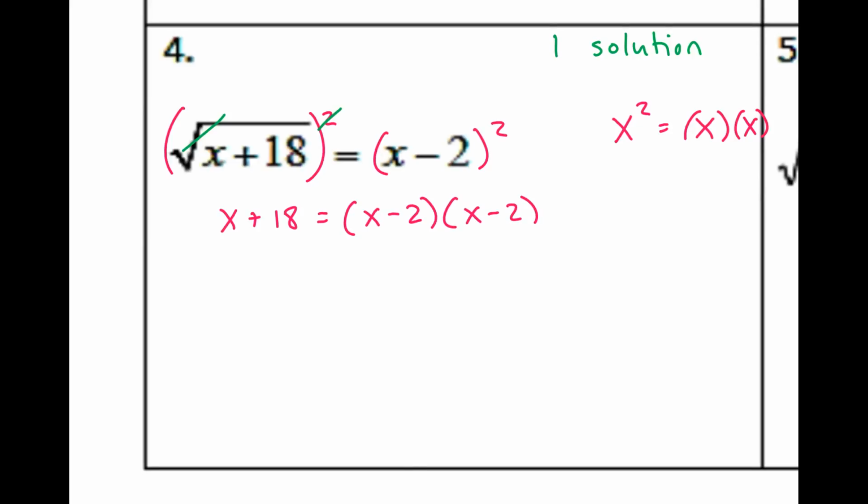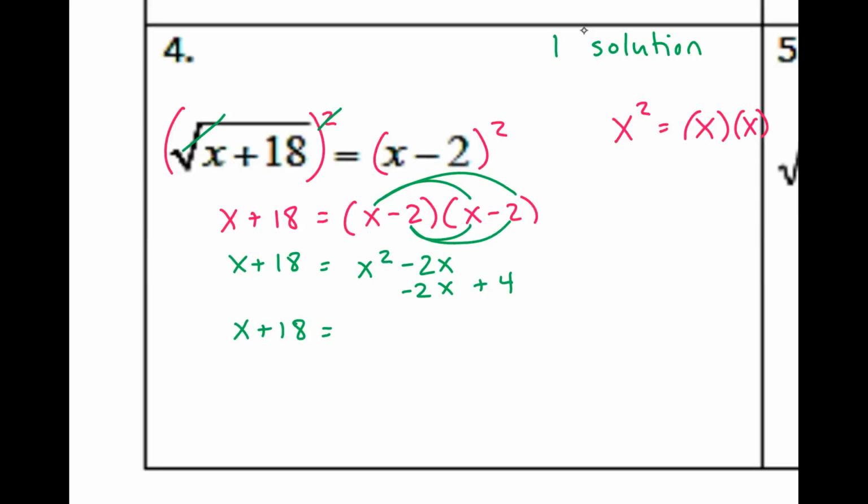Do you think that these two are going to multiply to just give me x squared minus or plus 4? What do I have to do to multiply these? The box method you could do, or what else could you do? FOIL. The distribution method. What is x times x? Squared. What is x times negative 2? Negative 2x. What is negative 2 times x? Negative 2x. And what is negative 2 times negative 2? Positive 4. So I combine my like terms, and I get x squared minus 4x plus 4.